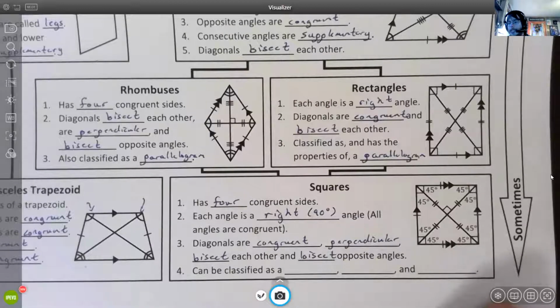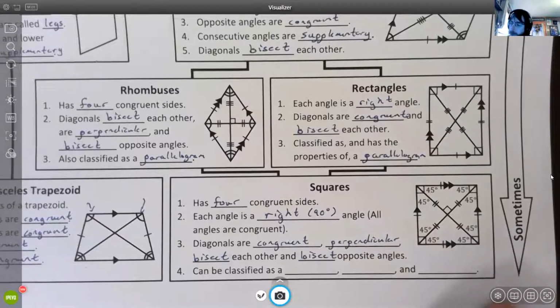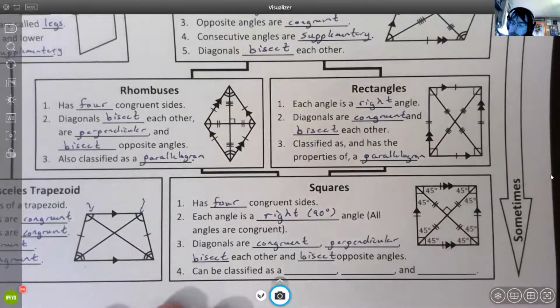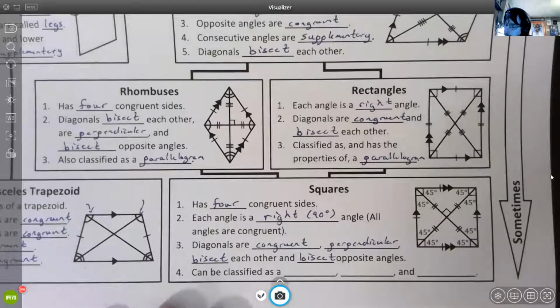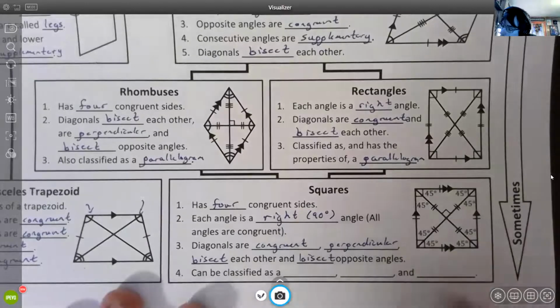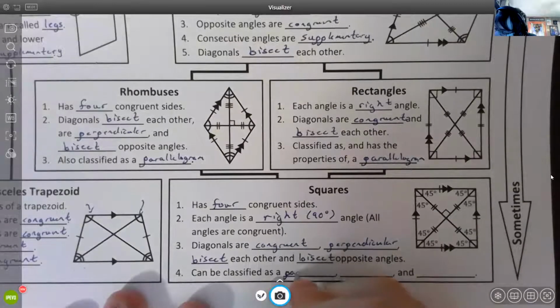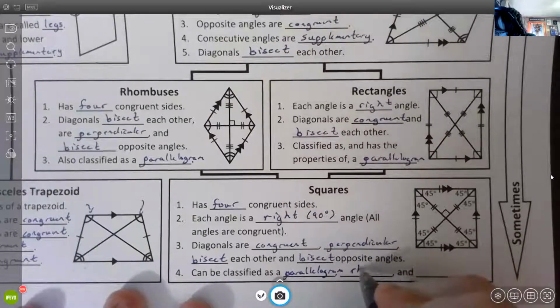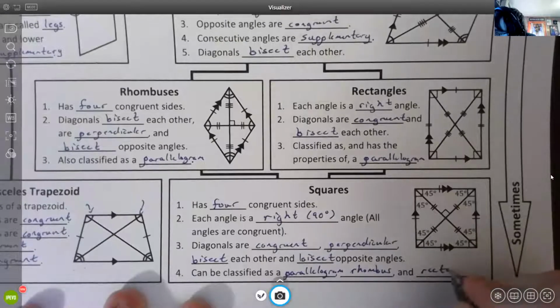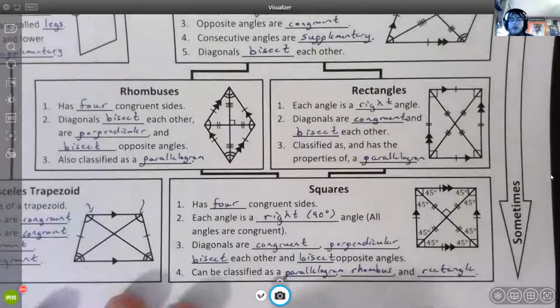So anytime it asks like the properties, the only property that a square wouldn't have is 1 pair of parallel sides because it's got 2, okay? So it wouldn't have exactly 1 pair, it would have both pairs. And like I just said, it can be classified as a parallelogram, a rhombus, and rectangle. Okay?